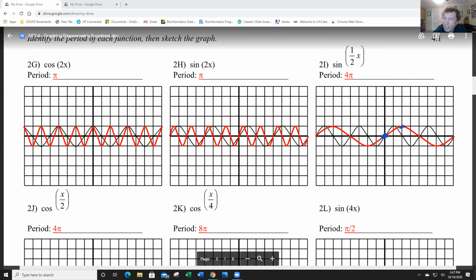Maximum is still 1. It's 1 because there's a 1 in front of the sine, right? Midline, minimum, midline. So you'd be drawing this. Notice that that's an elongation, okay? Spreads it out more, okay?